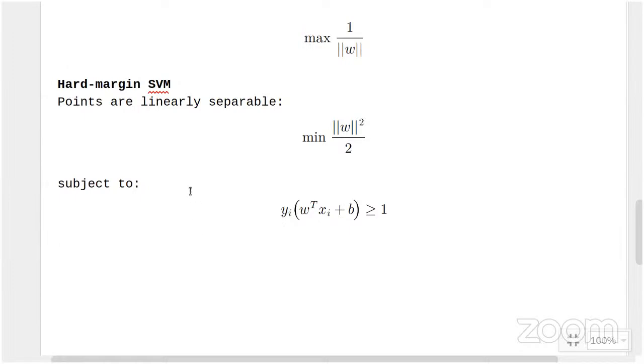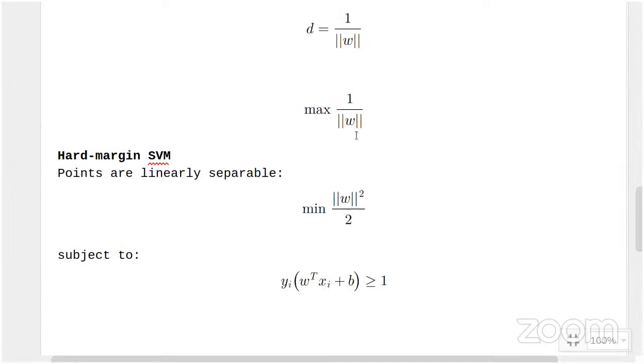Here, the reason I do this reciprocal is slightly different. 1 by norm W is hard to work with when it comes to differentiating and optimizing it. So norm W square by 2 is a smooth function, which is differentiable. It's a very well behaved function. So the reason I do this trick here is slightly different from why I did it for logistic regression. Okay, so does that answer your question?